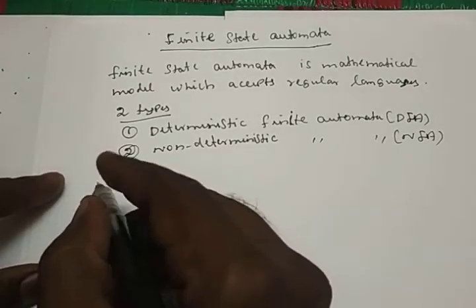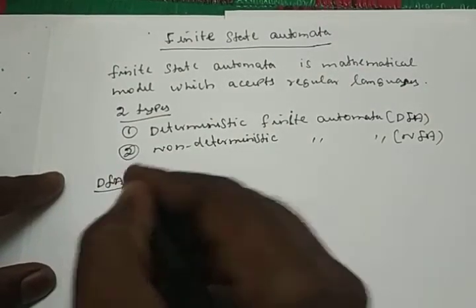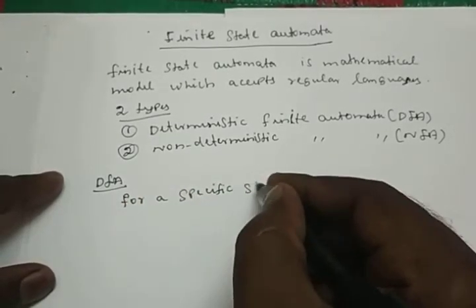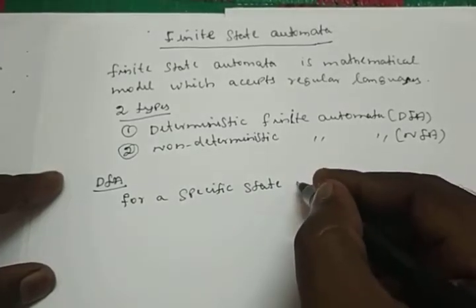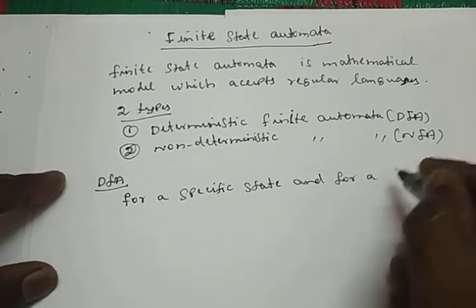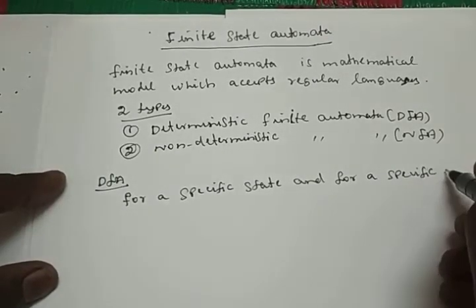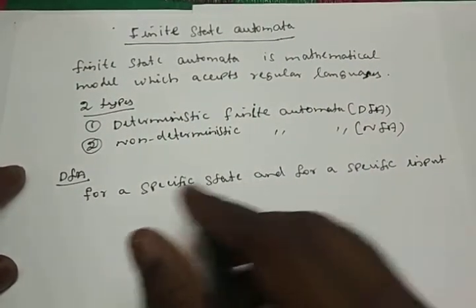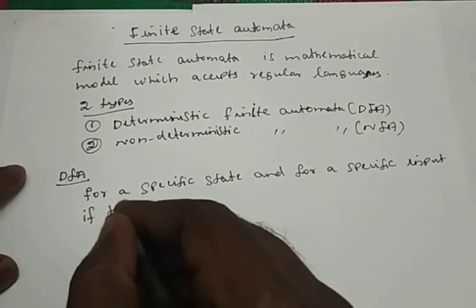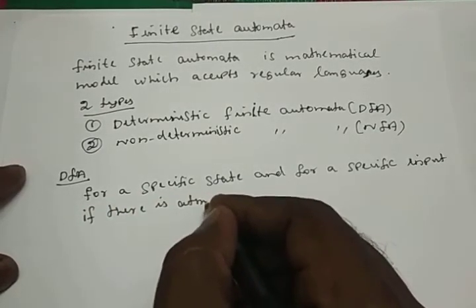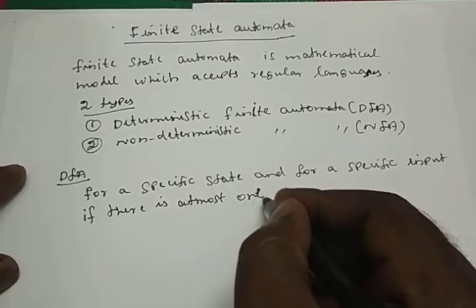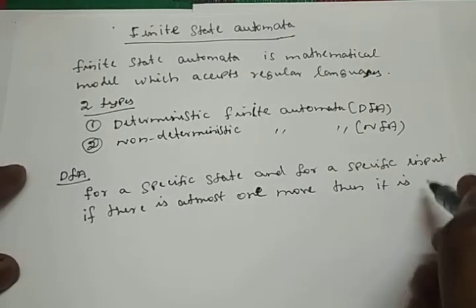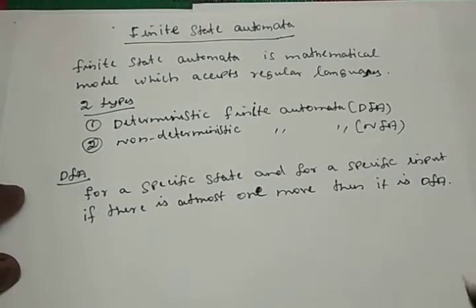For example, in a deterministic finite automata, for a specific state and for a specific input, if there is at most only one move, then we call it a DFA.